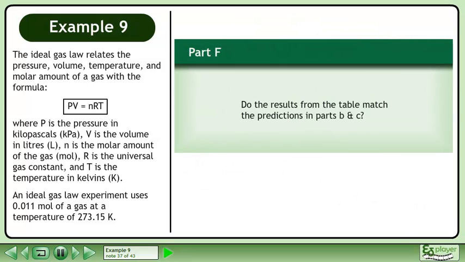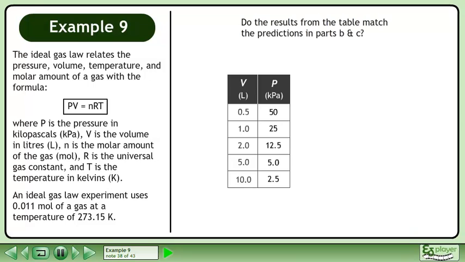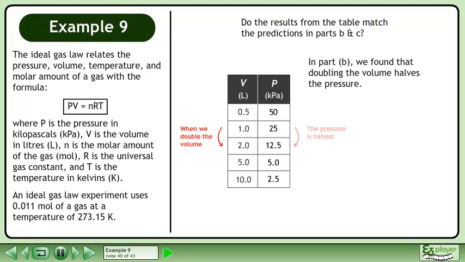Now we'll move on to part F. Do the results from the table match the predictions in parts B and C? Bring up the completed table. In part B, we found that doubling the volume halves the pressure. In the table, we can see that when we double the volume, the pressure is halved.